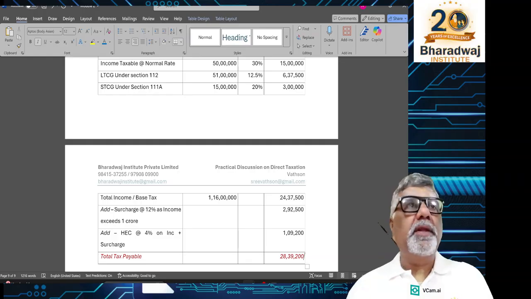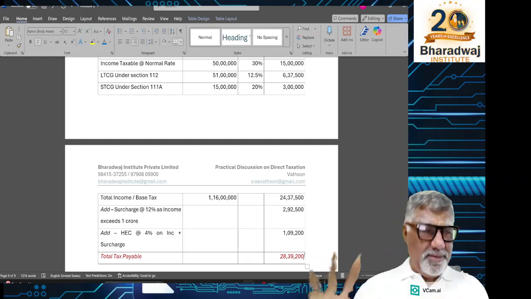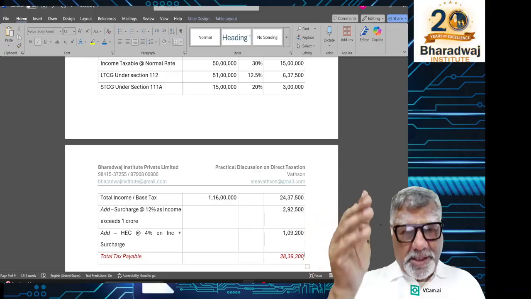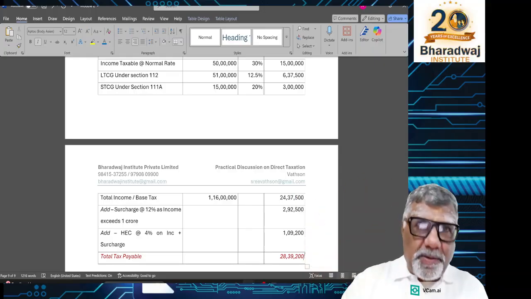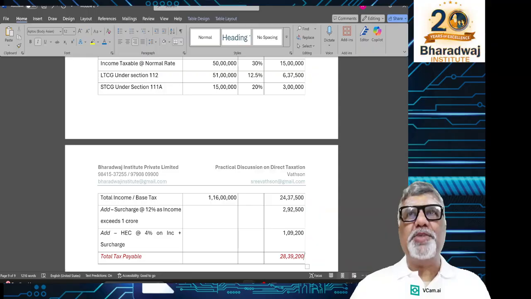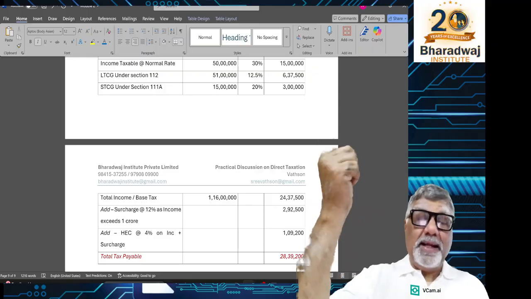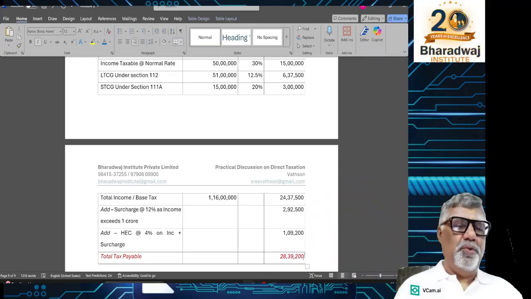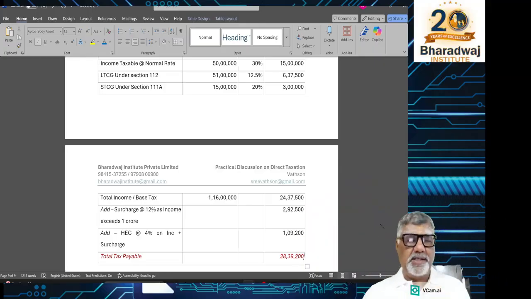Is it clear? Okay. Keep this, not going to be useful right now. When we do assessment of firm, we will do it. When we do assessment of companies, we will do companies. When we do assessment of individuals, we will do it. At that time, I'll do the first question, that is the marginal relief question. At that time, I will do assessment of individual because this gets repeated there also.